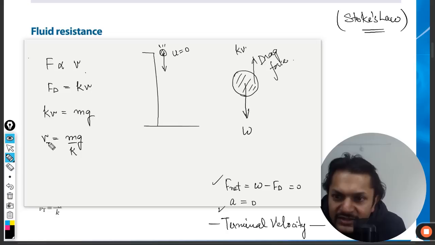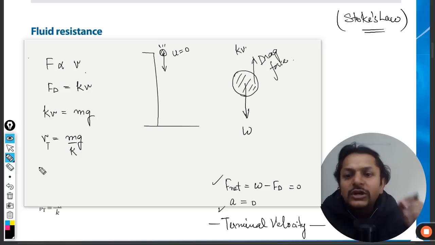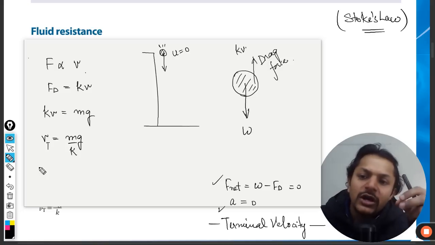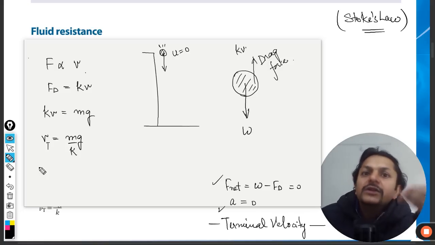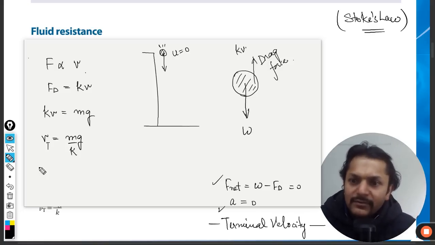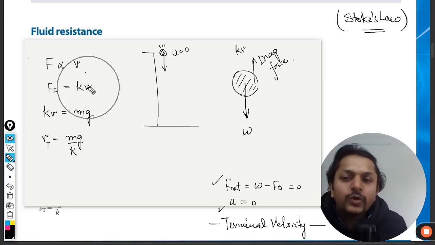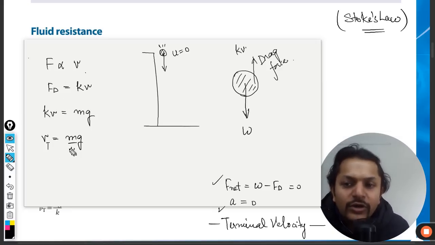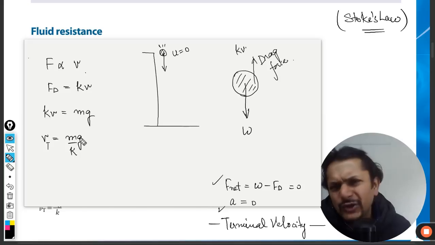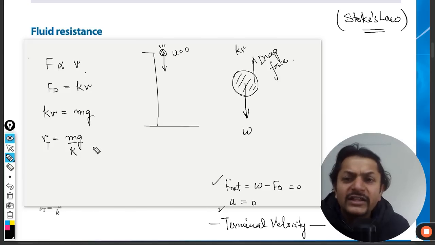And this v is written as vt, just to denote terminal velocity. So terminal velocity is mg by k. If v square is there, we will take the square root of this. If v cube is there, we will take the cube root of this. Accordingly, we can find the terminal velocity.